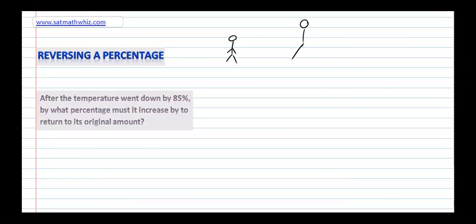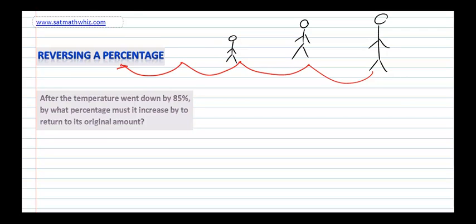If I know that an item is growing by a certain percentage every year, can I find out what it was equivalent to in previous years? And that's something that I notice is frequently asked for on SAT tests. After the temperature went down by 85%, what must it increase by to return to its original amount?